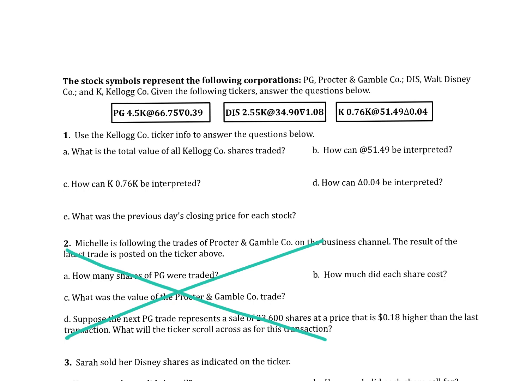Total value for Kellogg Company shares traded. That would mean we're going to change that 0.76K, so that's going to be 760 times the 51.49. If you want to make a note about that, that would be 760 times the 51.49. How can that 51.49 be interpreted? That was the selling price per share.